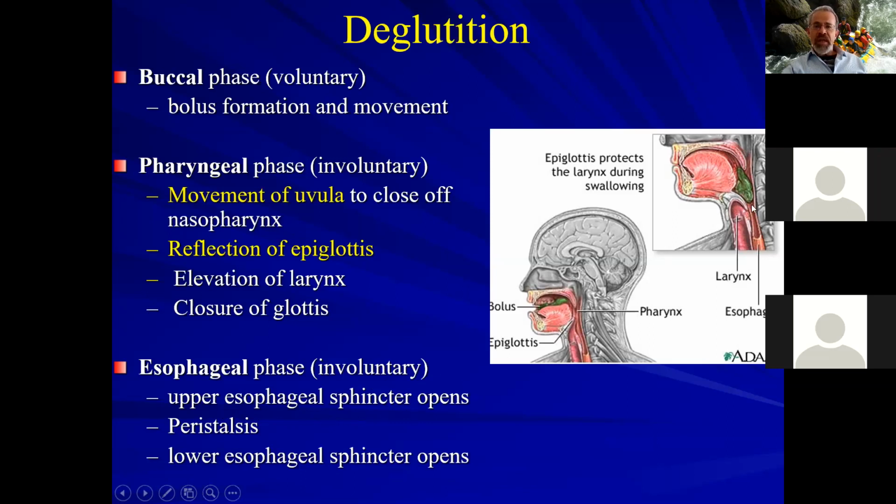Once the sphincter opens up, food gets into the esophagus, that upper sphincter closes, and then the lower one opens up to let food into the stomach. And we'll talk a little bit about a pathology known as gastroesophageal reflux disease, which is due to a defect in the lower sphincter.